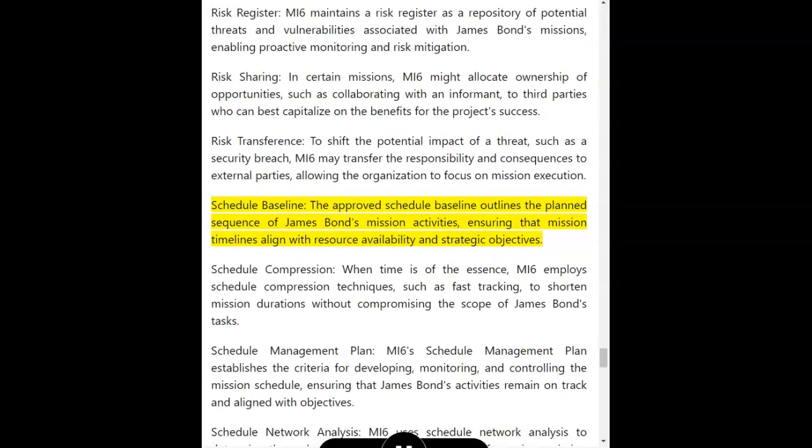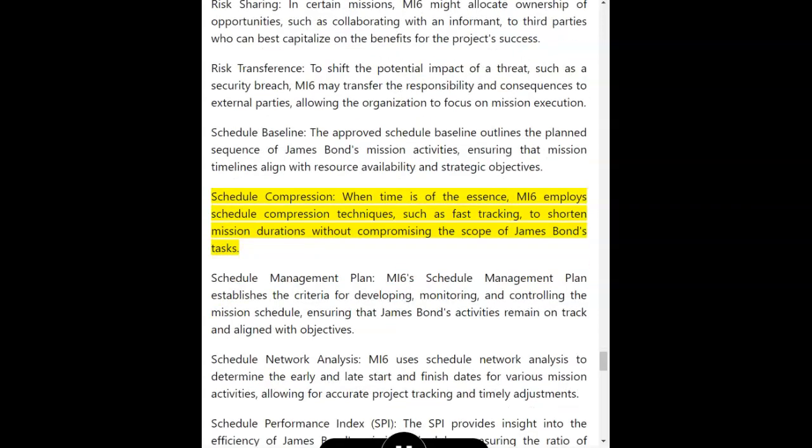Schedule baseline. The approved schedule baseline outlines the planned sequence of James Bond's mission activities, ensuring that mission timelines align with resource availability and strategic objectives. Schedule compression. When time is of the essence, MI6 employs schedule compression techniques, such as fast tracking, to shorten mission durations without compromising the scope of James Bond's tasks.